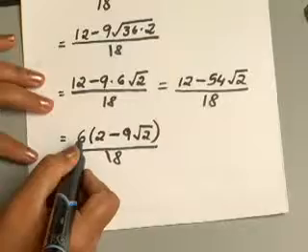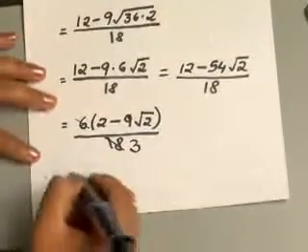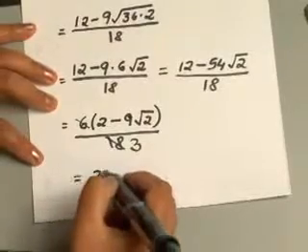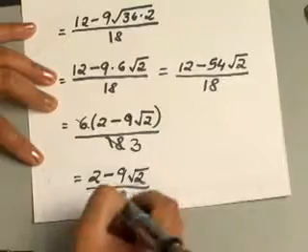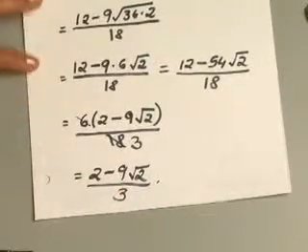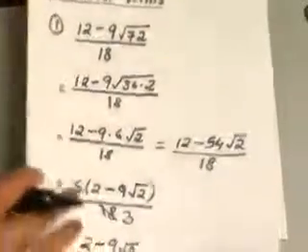Now once you pull out that common factor, you will see that 6 will go into 18 3 times. And in its simplified form, this expression will be 2 minus 9 square root of 2 over 3. So all you are doing is simplifying this expression and putting it in the lowest terms.